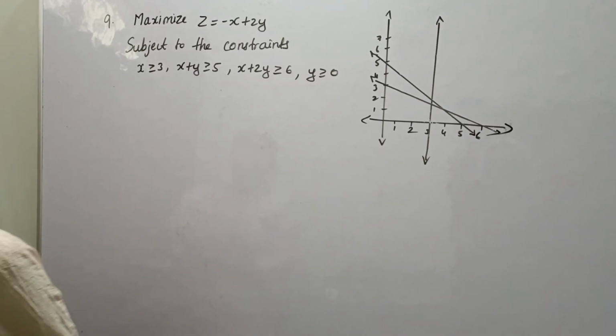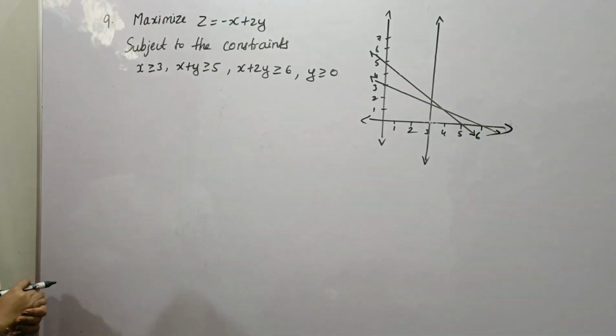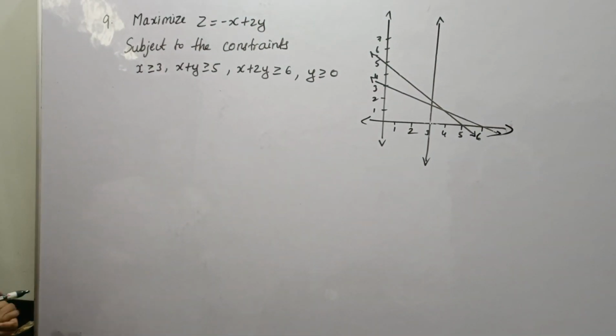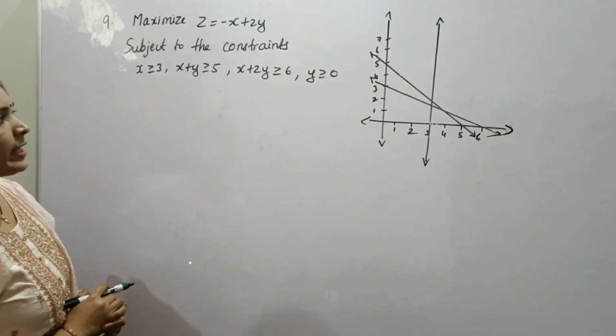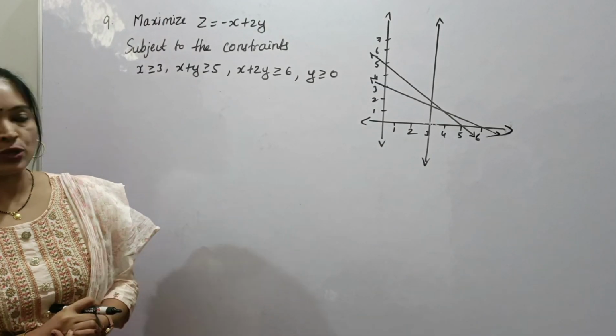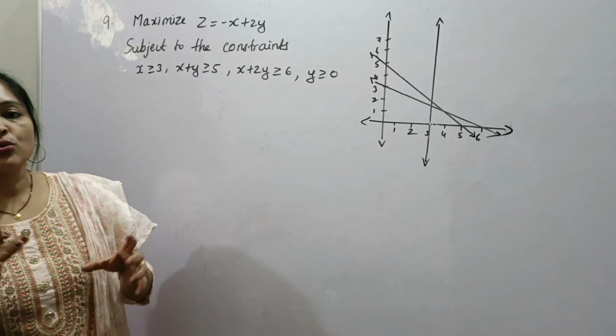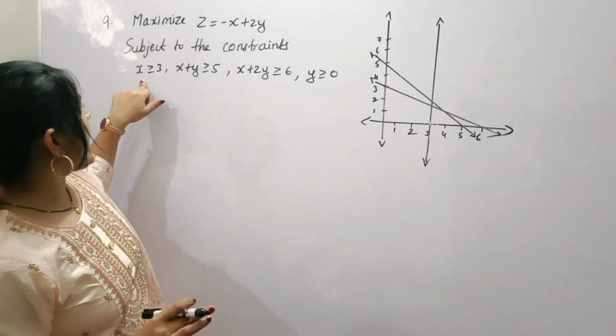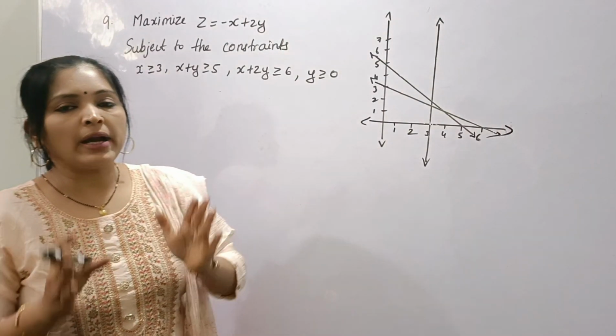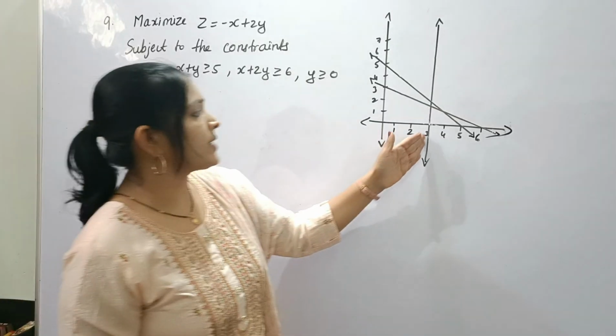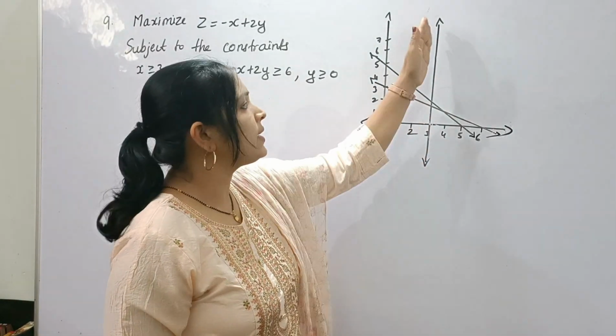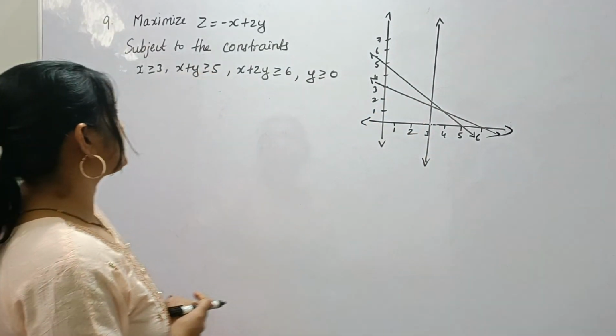Maximize Z is equal to minus x plus 2y subject to the constraints x greater than or equal to 3, x plus y greater than or equal to 5, x plus 2y greater than or equal to 6, y greater than or equal to 0. So here we have to draw the graph. First of all, x greater than or equal to 3, that is nothing but a straight line, x is equal to 3.